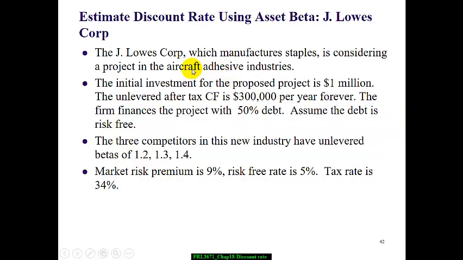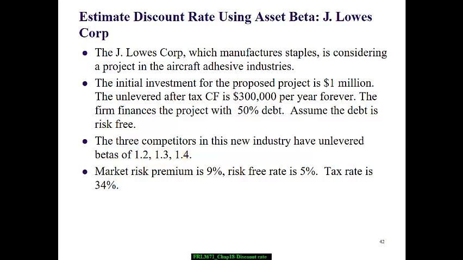Now, in this new line of business, the aircraft adhesive industry, we have three competitors, all three pure play firms. And they have unlevered betas of 1.2, 1.3, 1.4. That means we already did some adjustment.